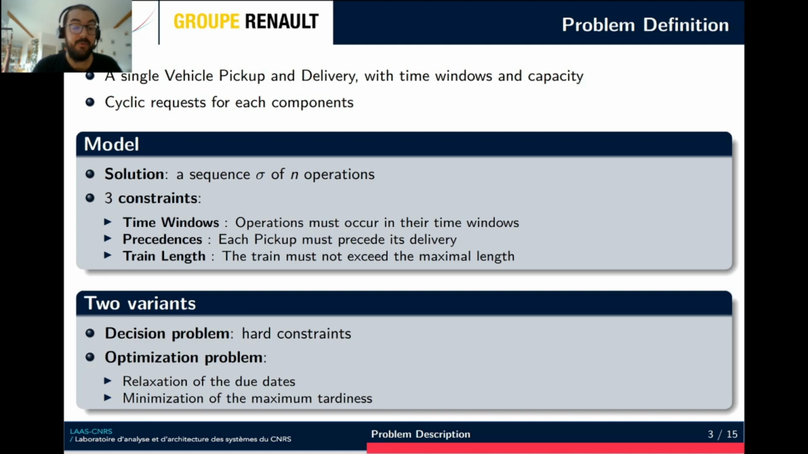So originally, the problem is a decision problem with hard constraints. We want to know if an assignment of a set of machines to an operator is valid. But here we will work with a minimization problem by relaxing the constraints on the due date and minimizing the maximum tardiness. And if the objective is 0, we have a solution for the original problem.